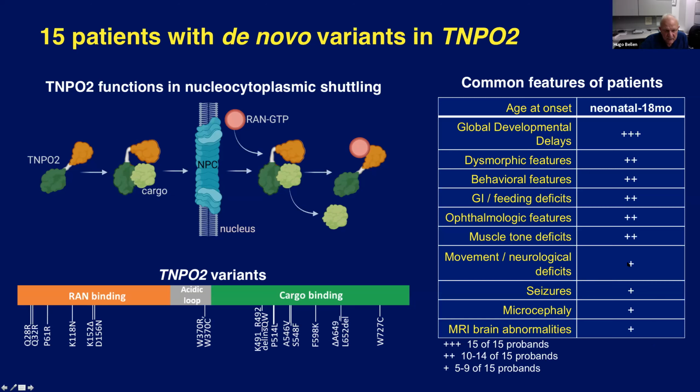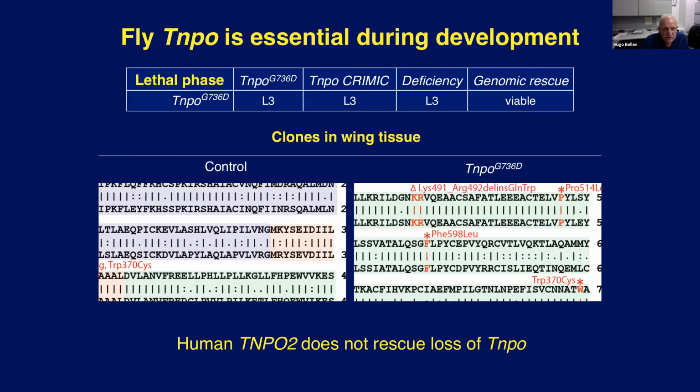So obviously, given that we have so many patients and that there is a clear similarity, this is very suggestive that these mutations that we've identified are the cause of the disease. But in the beginning, we didn't obviously know that. And so we had identified previously in the Yamamoto screen a mutation in transportin in the fly and shown that it was homozygous lethal.